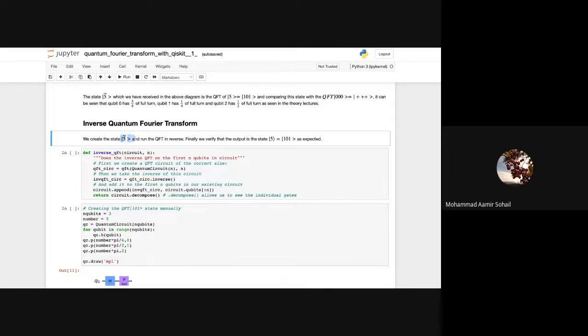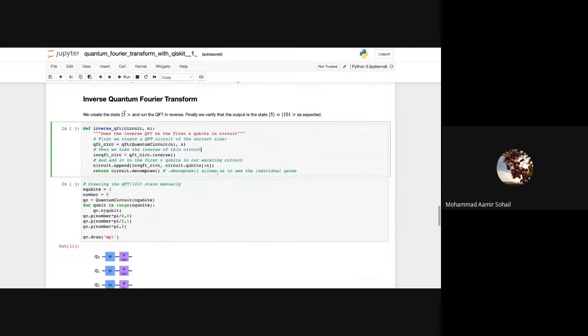So we have this 5 tilde and we apply the inverse QFT circuit, and then we'll get this 5, because we got this 5 tilde from 5 by applying the QFT. So if we go in the reverse order, we'll get the 5 here.